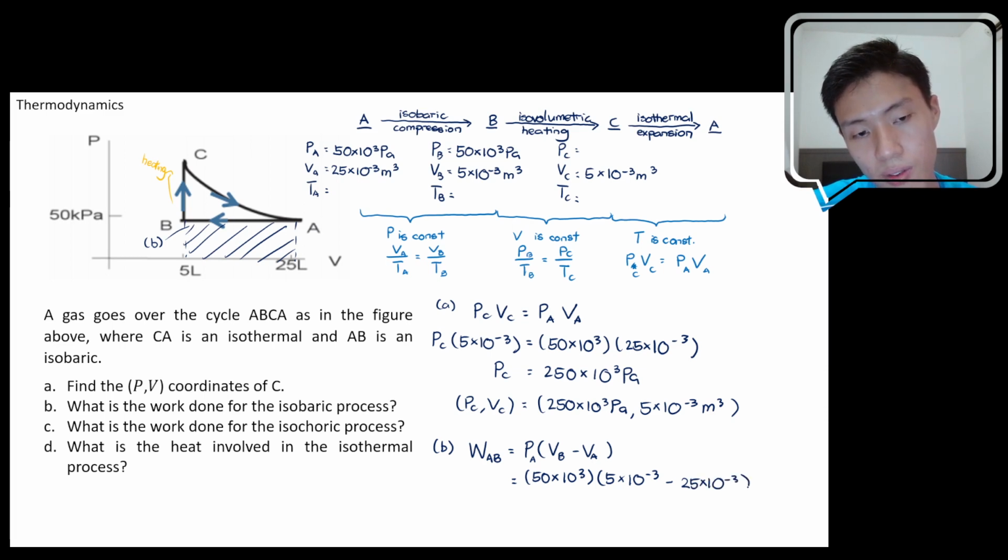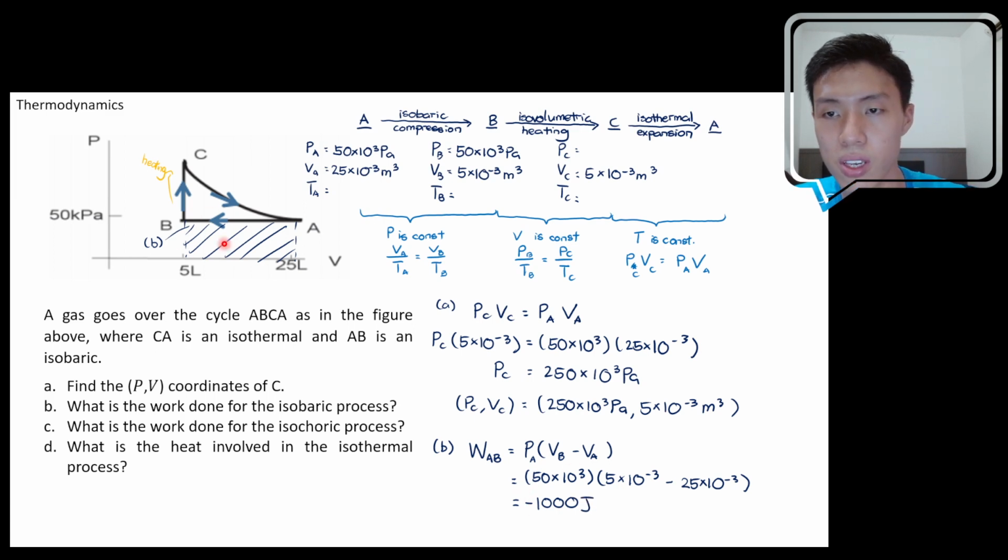Okay, so if you put everything into your calculator and find the work done, it will be a negative value, I believe, which is negative 1000 joule. Why is it a negative value? Because if you look over here, it is a compression. Compression means the surrounding is pressing on the system, so it's work done on the system. Work done on the system is a negative value. That's why you can get negative work done over here.